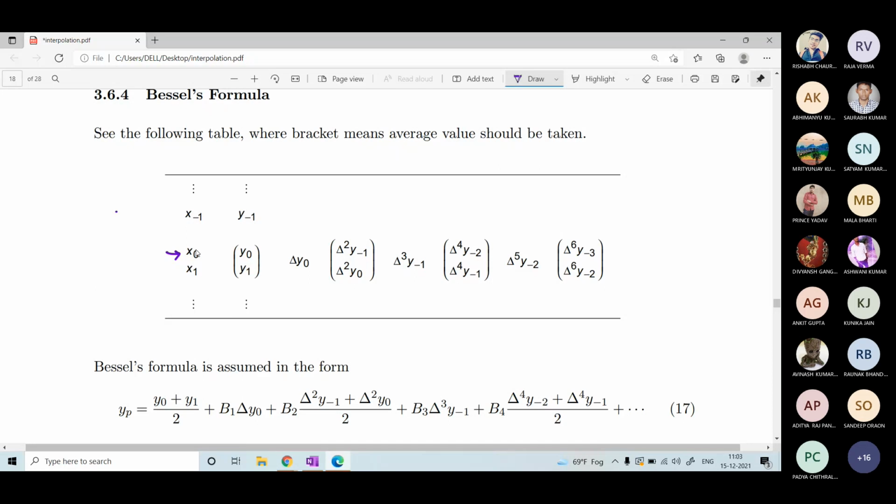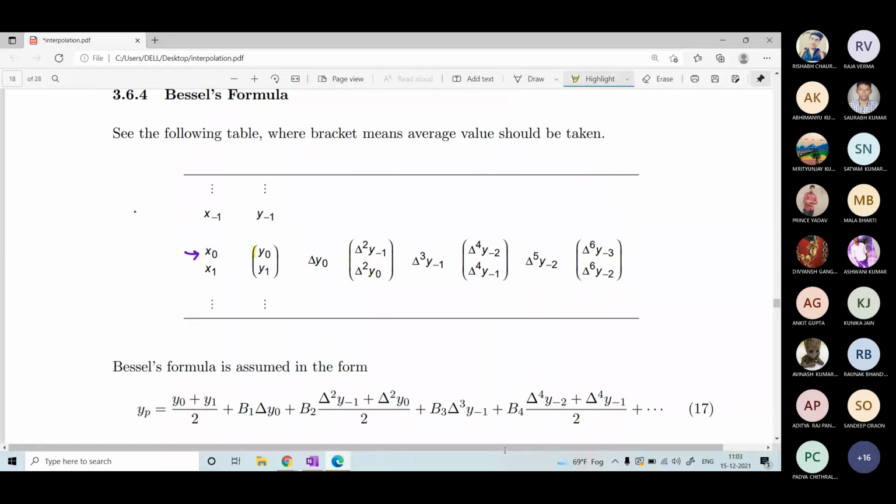You have already seen it in Gauss forward formula. So here, how will entries be taken? First, you will have to consider a linear combination of certain elements in the forward difference table. In Bessel's formula, how is the output at any arbitrary point evaluated? The output at any arbitrary point xp is evaluated by formula number 17, which is nothing but the linear combination of these highlighted elements.